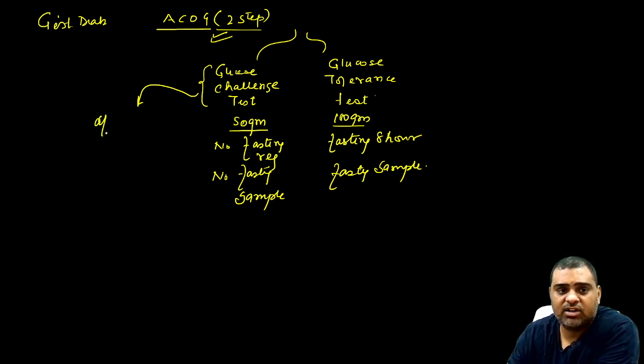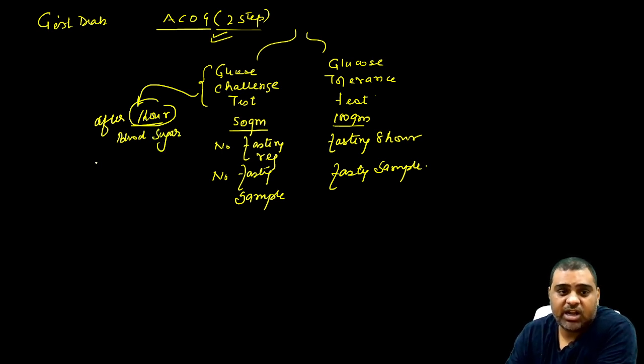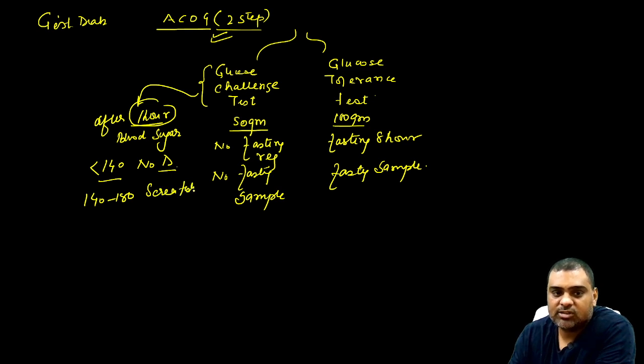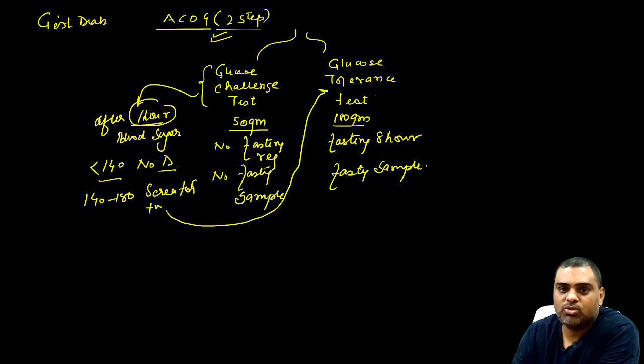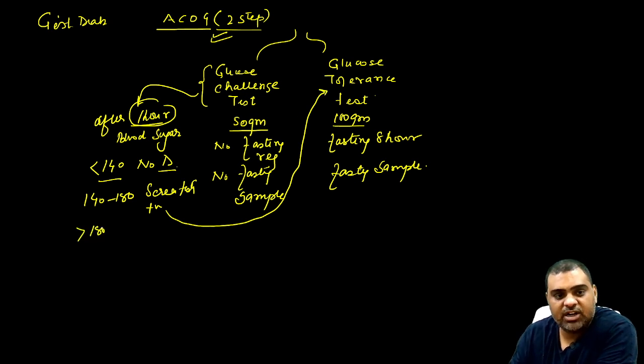And after 1 hour, you will do the blood sugar. Please remember, after 1 hour, blood sugar. And if it is less than 140, then you will say no diabetes. If it is 140 to 180, then you will say that the screening test is positive, and you will go on to the next step, the glucose tolerance test. If it is above 180, you will say diabetes present.